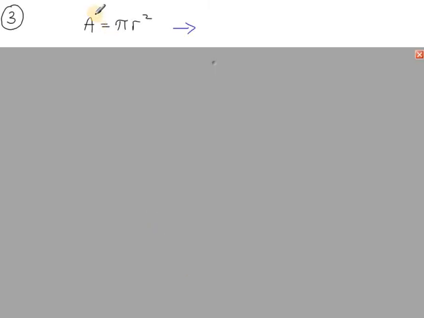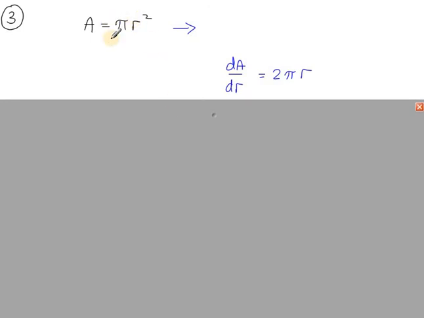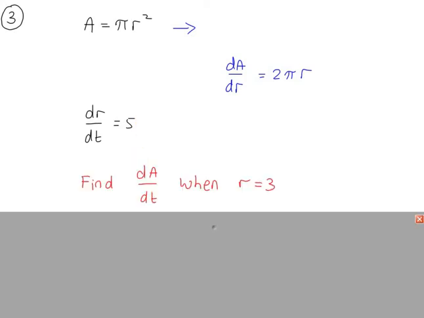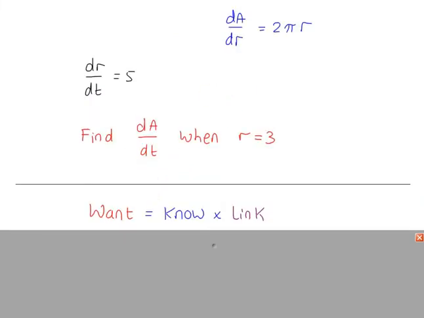Example 3. The area of something circular is a function of radius, so dA by dr is 2 pi r, so we're just differentiating this. dr by dt is given, and here is the problem that we need to solve. We need to find dA by dt at the instant when r is equal to 3. So we have three derivatives that we can connect using the chain rule, and the way to do this is to write what you want, which is dA by dt here, and that's equal to what you already know multiplied by some link.